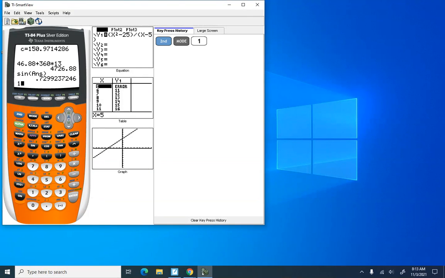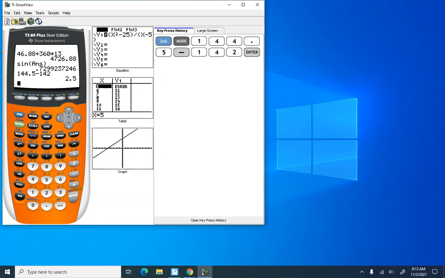So we have 144.5 minus the 142. If I hit enter, I get my 2.5. But now I have to divide by... You need to watch what you divide by. Quantity. What was my standard deviation? 12.3.